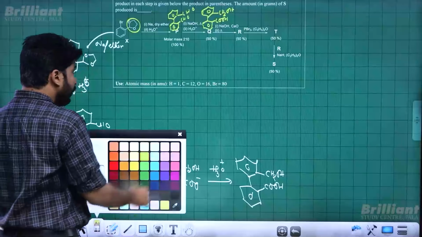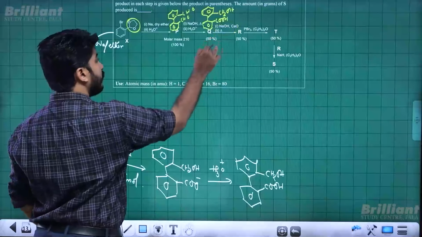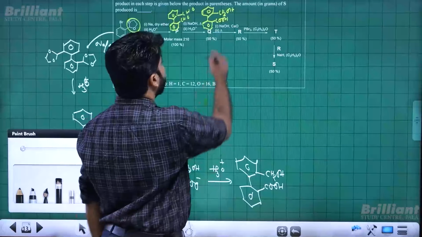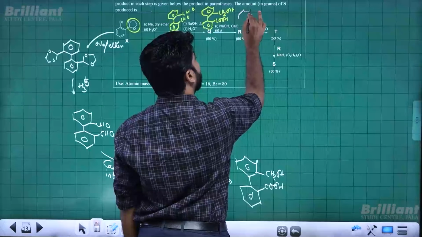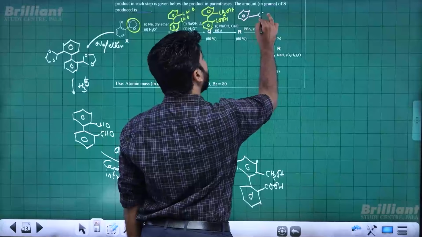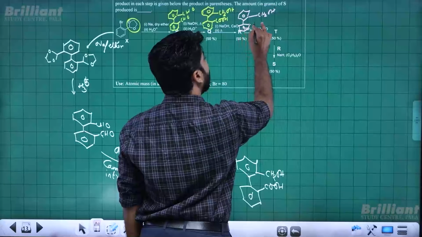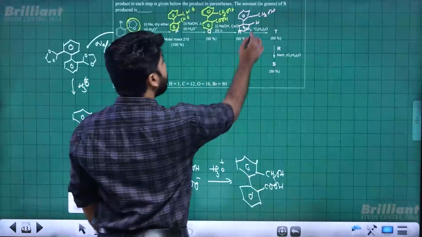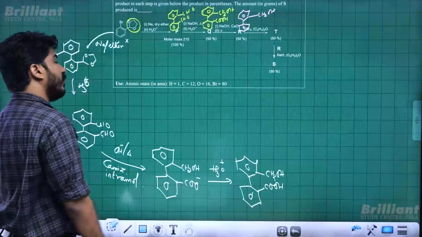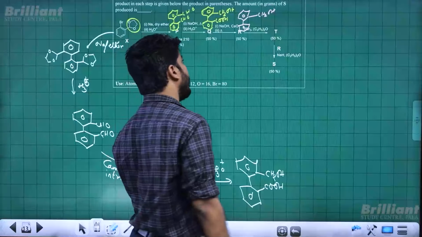Next thing that happens is soda lime decarboxylation of the carboxylic acid unit. So this carboxyl group is removed and replaced with hydrogen. So the structure of R is going to be that one. So from now onwards it is going to carry only a single oxygen atom. The rest of the elements are carbon and hydrogen only.